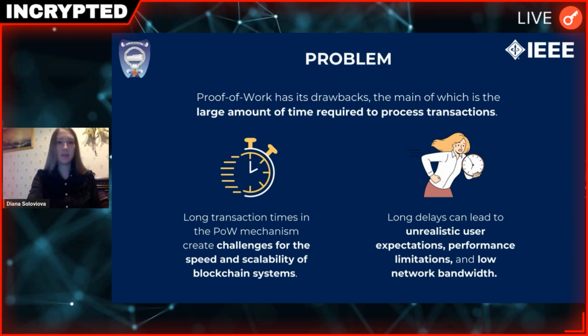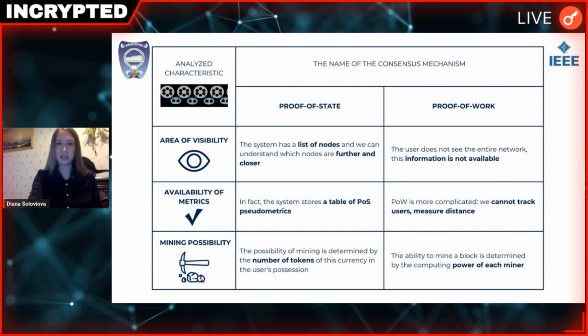However, along with the expansion of this technology, it still has problems which need to be solved. One of the key mechanisms underlying blockchains is proof of work technology, and it has its drawbacks, the main of which is the large amount of time required to process transactions. Long transaction times in the proof of work mechanism create challenges for the speed and scalability of blockchain systems. Long delays can lead to unrealistic user expectations, performance limitations, and low network bandwidth.